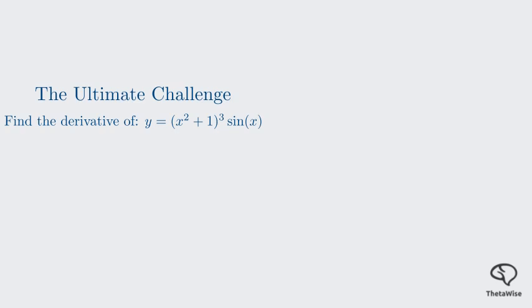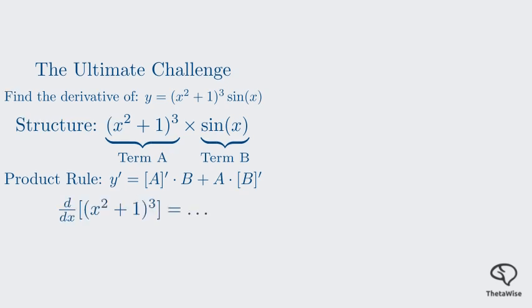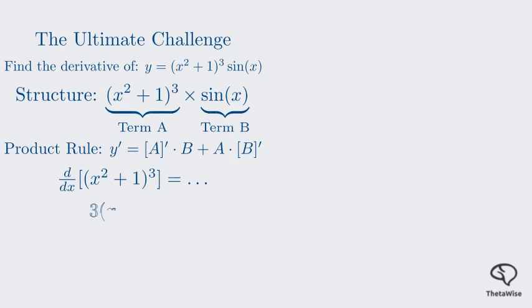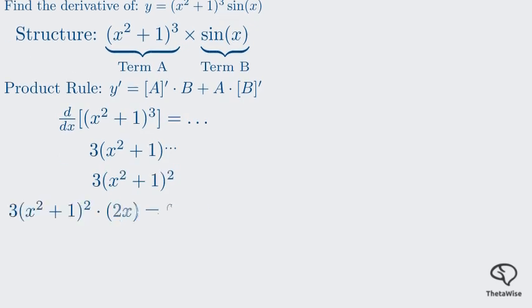What do we notice? I see 2 main parts being multiplied, x squared plus 1, all cubed, and sine of x. This means we must start with the product rule. We need the derivative of part 1 times part 2 plus part 1 times the derivative of part 2. To find the derivative of x squared plus 1 cubed, we use the chain rule. Bring the 3 down, keep the inside the same, change the power to 2, then multiply by the derivative of the inside, which is 2x.